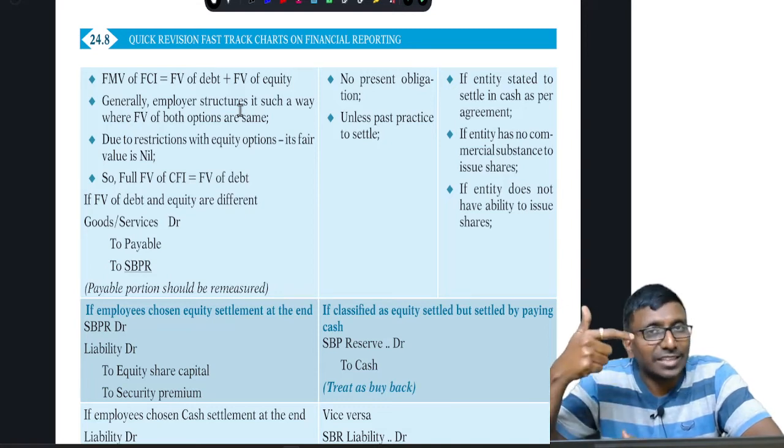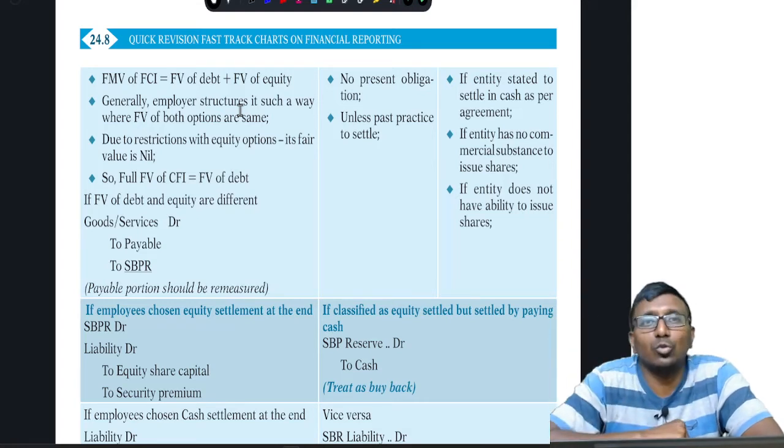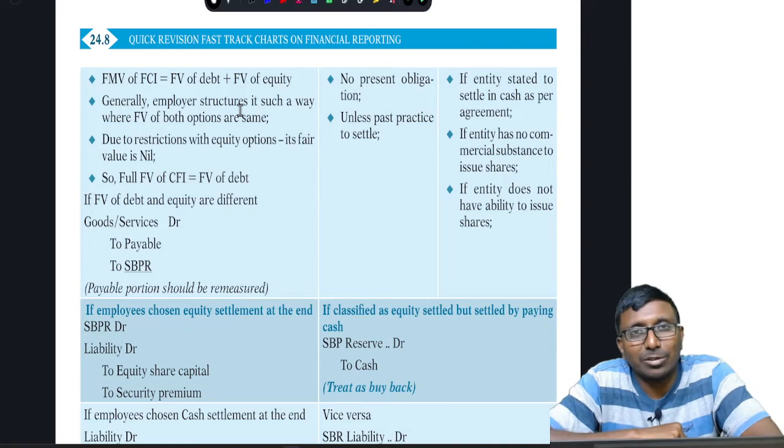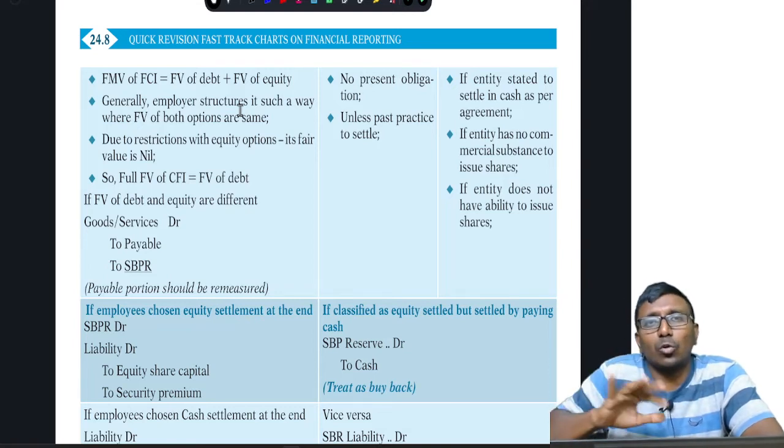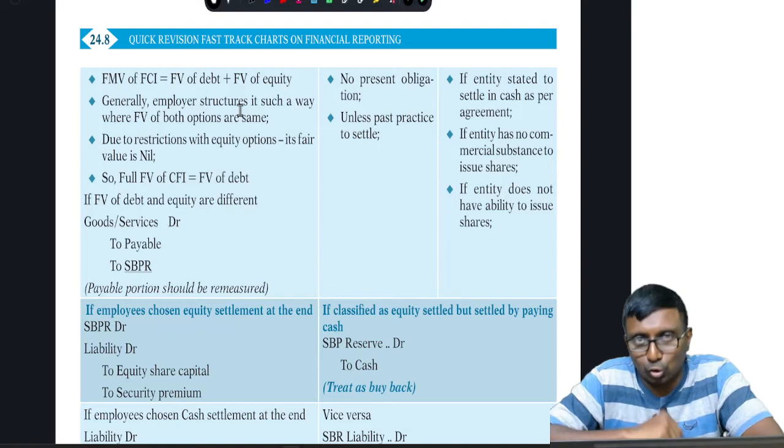This 100 cash settled SBP, right? Cash settled SBP has to be remeasured every balance sheet date till the date of settlement. Yes, you are supposed to do it like that. And for equity settled SBP, you will take the grant date fair market value of the option and will never remeasure it. That will be accrued over the vesting period as usual.